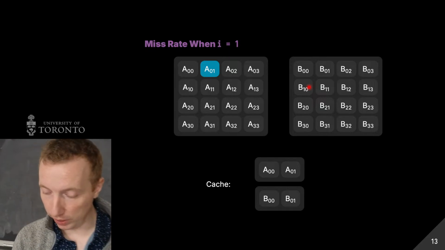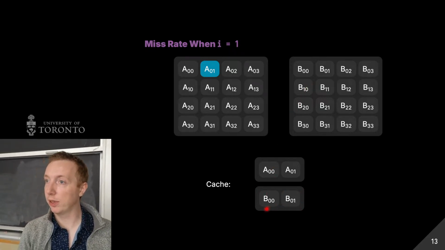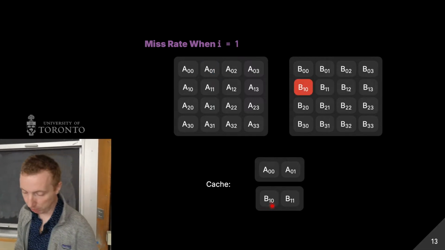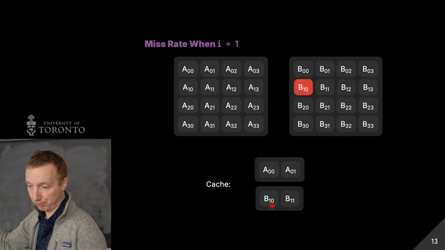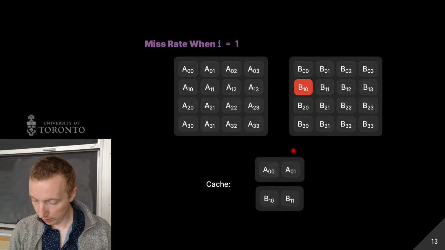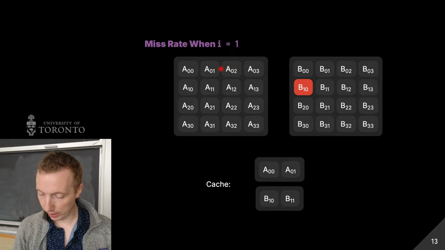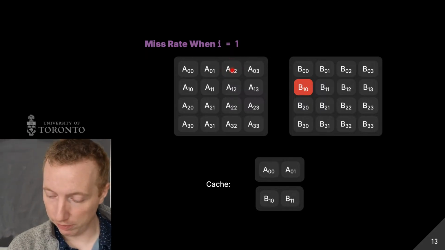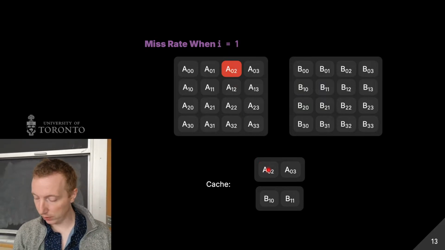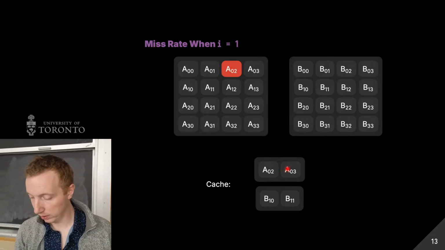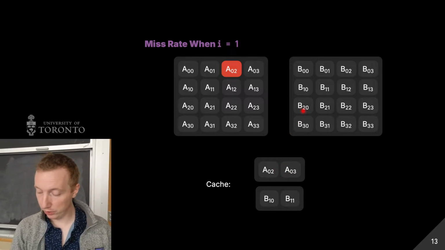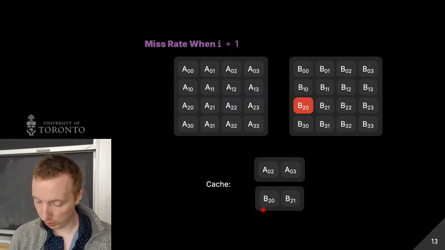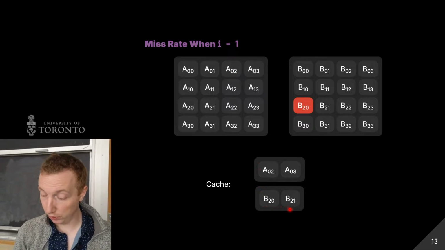No, so what gets kicked out? Well, this would get kicked out, right? It was least recently used. I did not use it. I used the A1 instead. So this would get kicked out and replaced by B10 and B11. Not the greatest. Next element I access is A02. Is that in cache? No, I would have a miss, and I would bring in A02 and A03. Then I access B20. Well, that's not in cache either. That is another miss. So I would bring in B20 and B21.